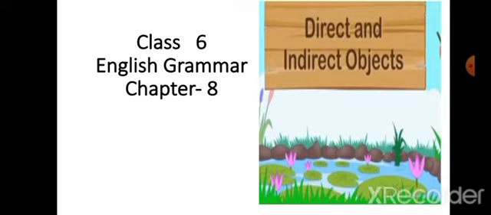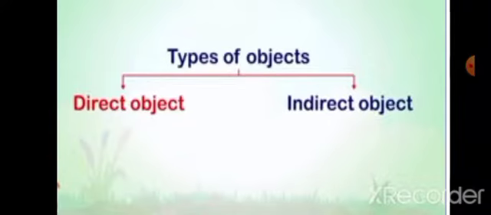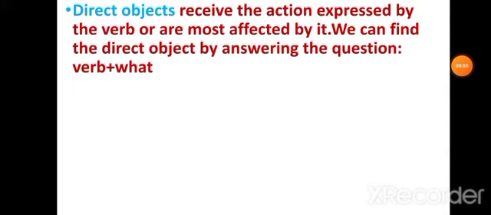A noun phrase or pronoun that receives the action expressed by a verb is called the object of the verb. There are two types of objects. First, direct object. Second, indirect object.